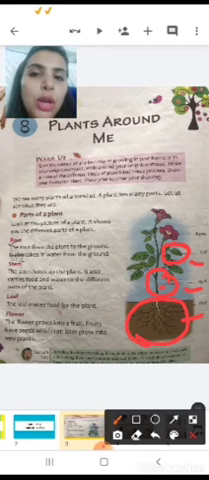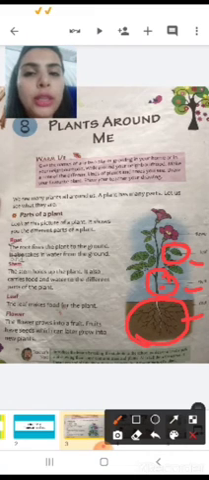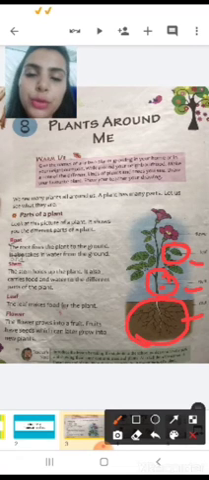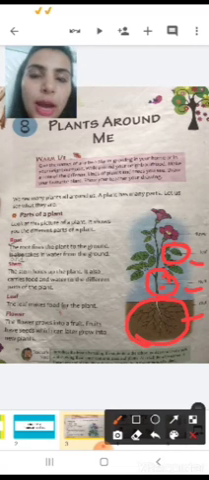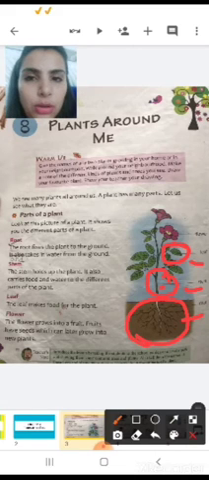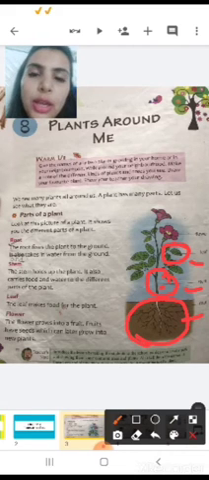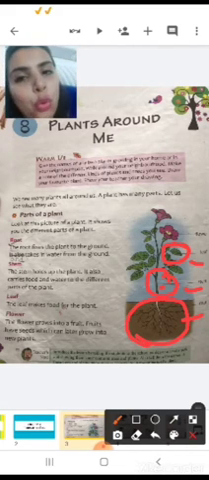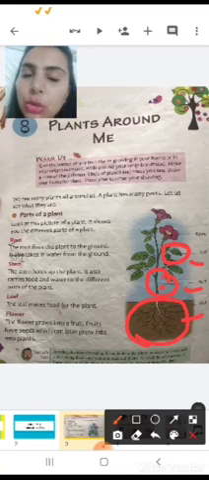It makes the food from sunlight, and already there is a substance called chlorophyll present in the leaves. When the sunlight falls on the leaves, the plant prepares its food. Because of that chlorophyll, plants have the green color.